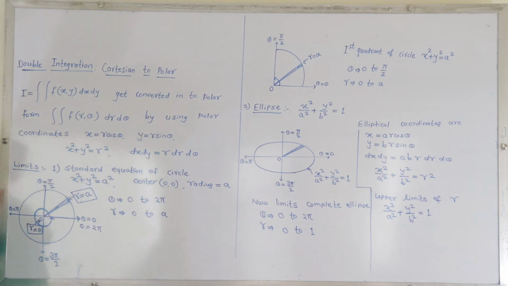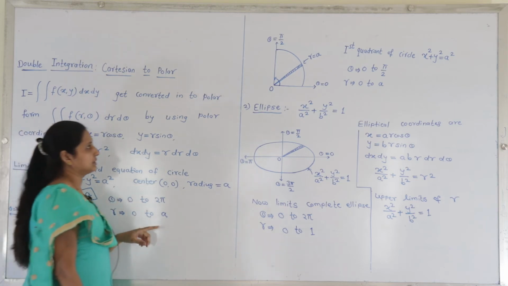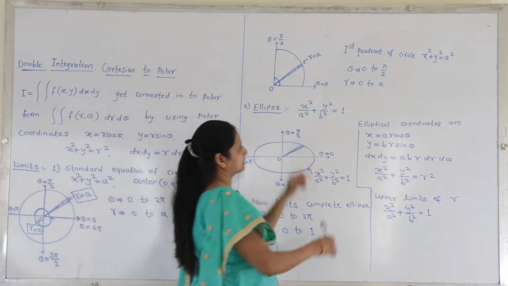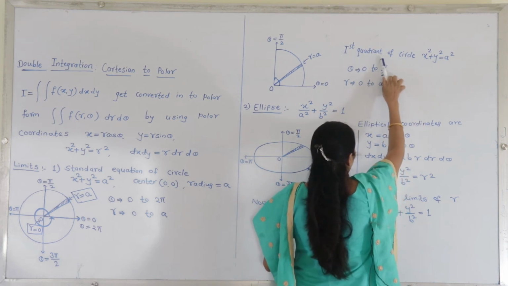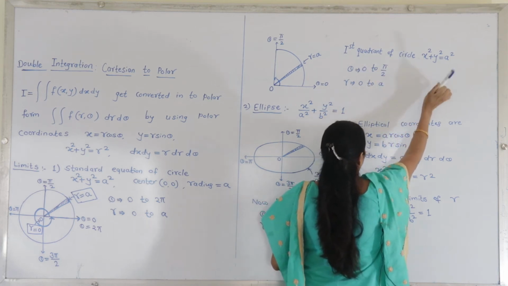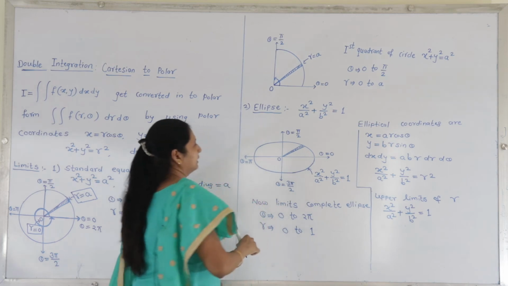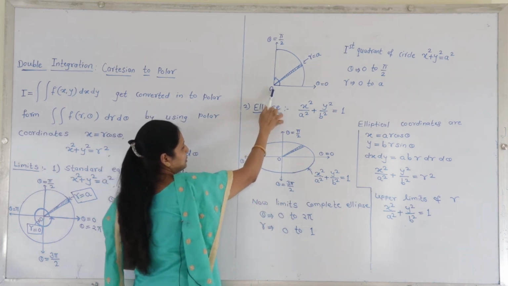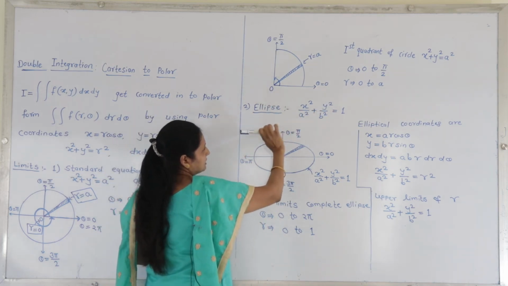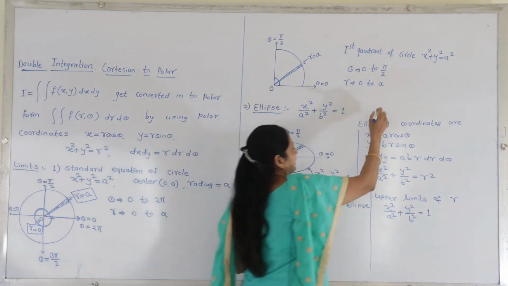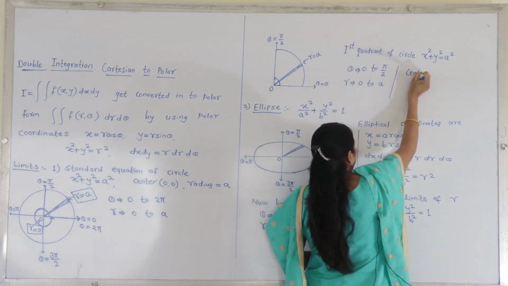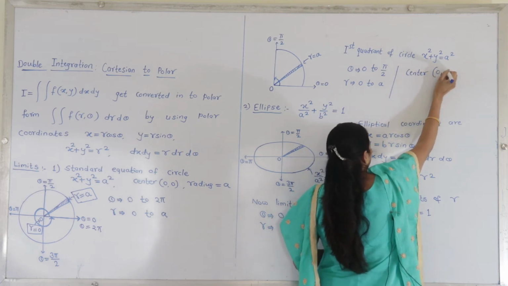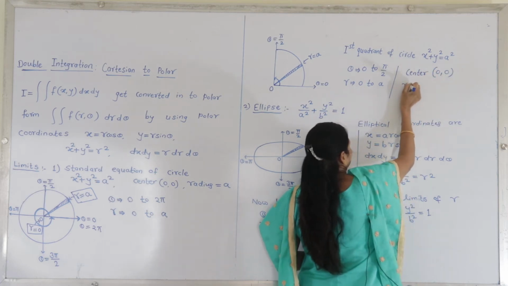Similarly, suppose this circle is only in the first quadrant. First quadrant of the circle: x square plus y square is equal to a square. Again the center is 0 0 and the radius is a. Again it is the same circle, center 0 0 and radius a.